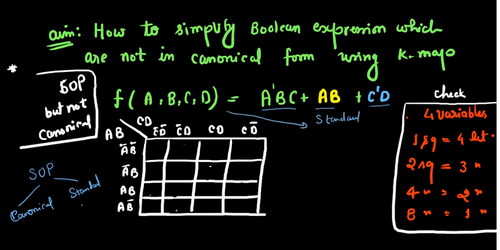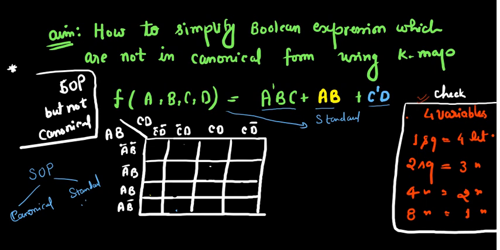To solve such expressions, you can first convert it to canonical form and then solve it using K-map. But there is one more way: you can directly fill the K-map, because your aim is to represent this expression using K-map without going through the procedure of converting it to canonical form, filling the ones, and then simplifying. For this, we have to use this table, this logic.